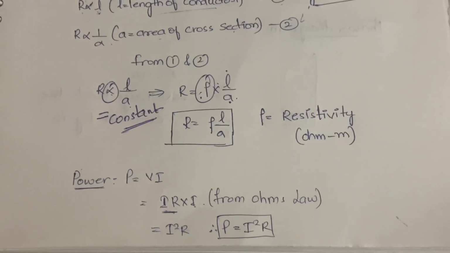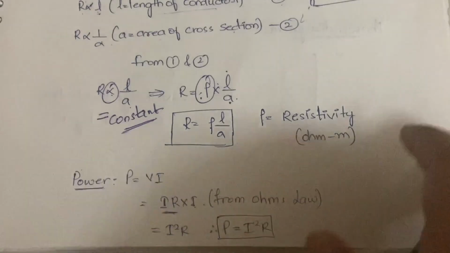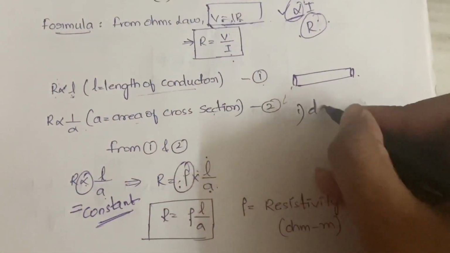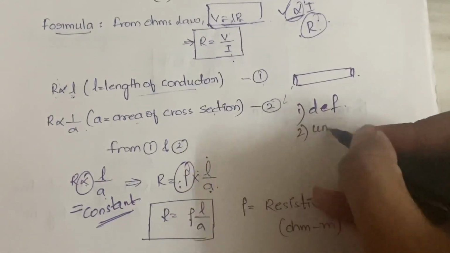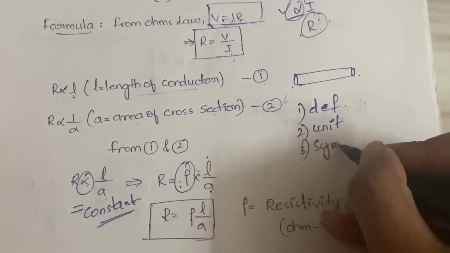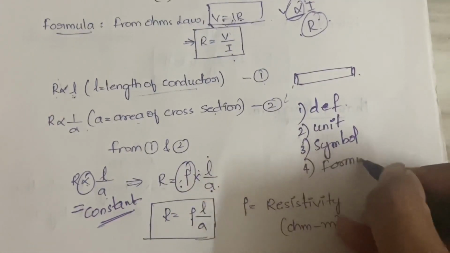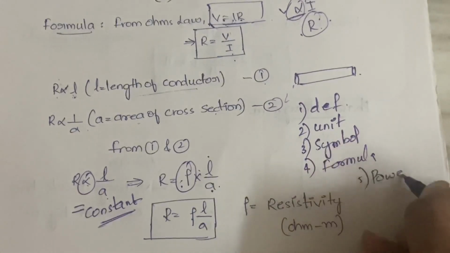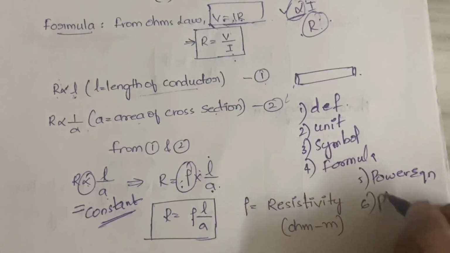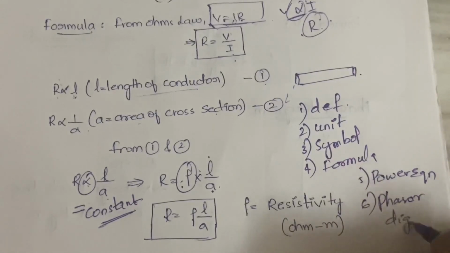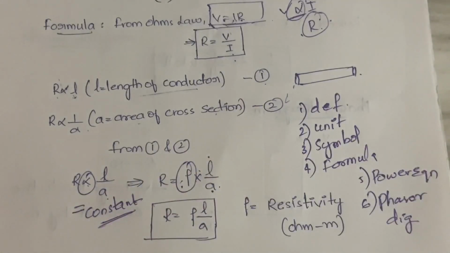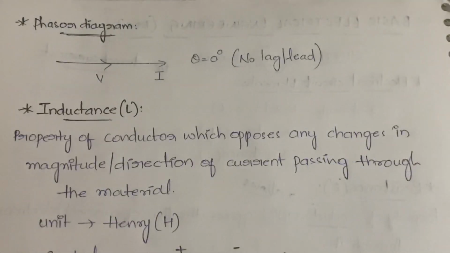So when you are given current and resistance, you can find out power in this way. For everything, for resistance, for inductance, for capacitance, in the exam, if you are asked to explain about the electrical circuit elements, first you have to write the definition. Next unit, third symbol, and fourth is formula, fifth is power equation, and sixth phasor diagram. All these six things you have to write for each of resistance, inductance, and capacitance in the exam if you are asked this question.